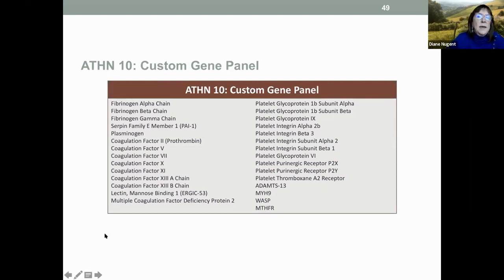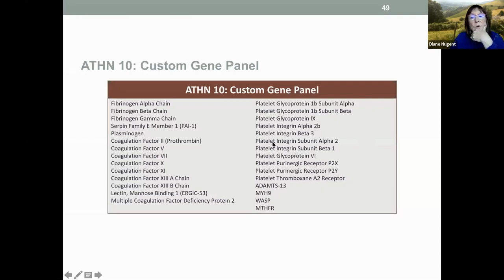This is what's on our panel. So if there's anyone that has any of these deficiencies, or you know that you have, for example, factor 11 deficiency, factor 10 or 5, these are the Glanzmann's proteins. We also have some collagen receptor proteins on there. That's, as you can tell, something we're really interested in.